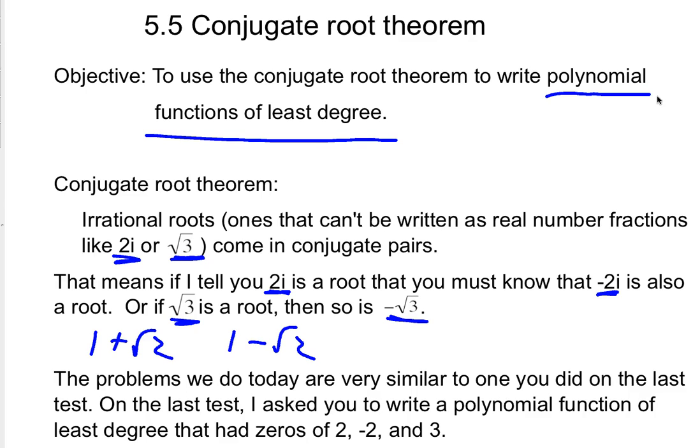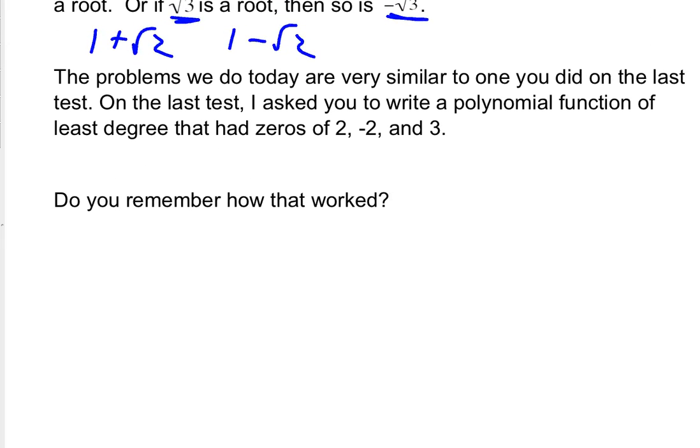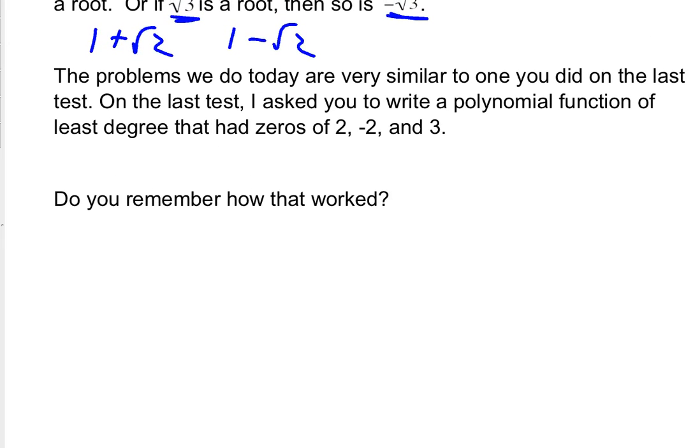That's the conjugate. You switch the sign in the middle. Okay? So let me remind you where we've been, and show you how that applies to what we're doing today. In the last test, I asked you to write a polynomial function of least degree that had 3 zeros. They weren't necessarily 2, -2, 3, but that's a similar example. So you guys remember how that worked?